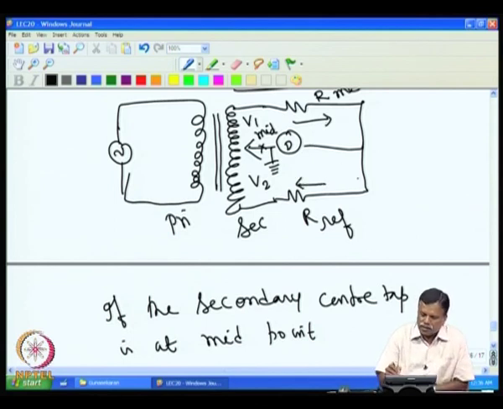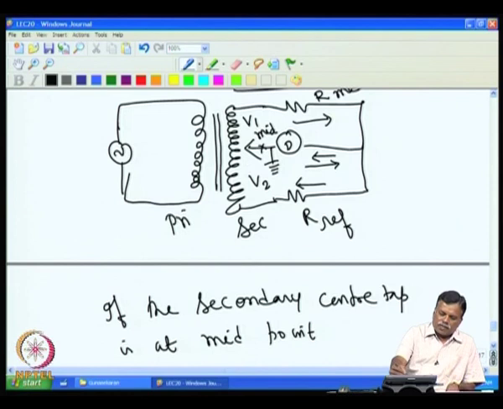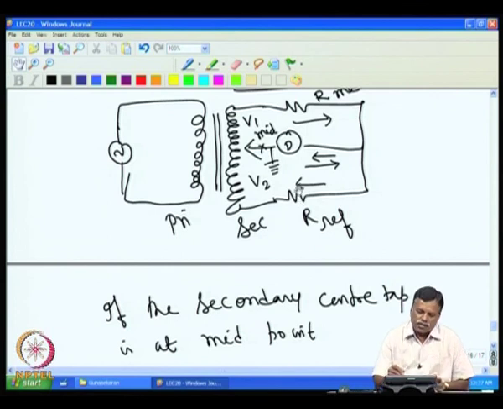Or, the other way around, the current due to this will be in one direction. If I look here at the detector path, one current goes in this direction, another current is coming in the opposite direction. If I keep the tap in the middle, then V1 equal to V2, and these two currents also will be equal. So, the current that is going here will be equal to the current that is coming here. The net result would be that the current flowing through the detector would be 0.